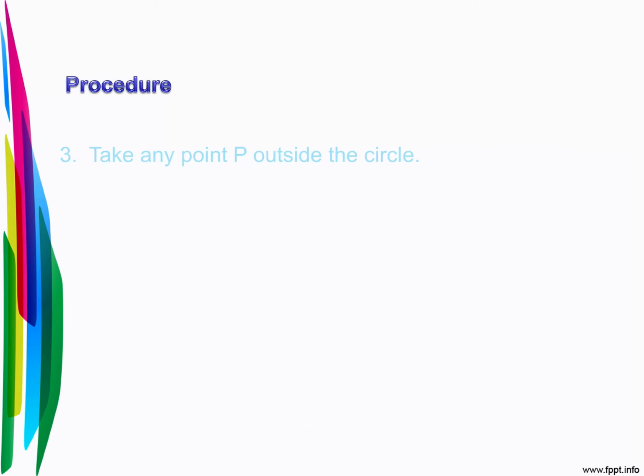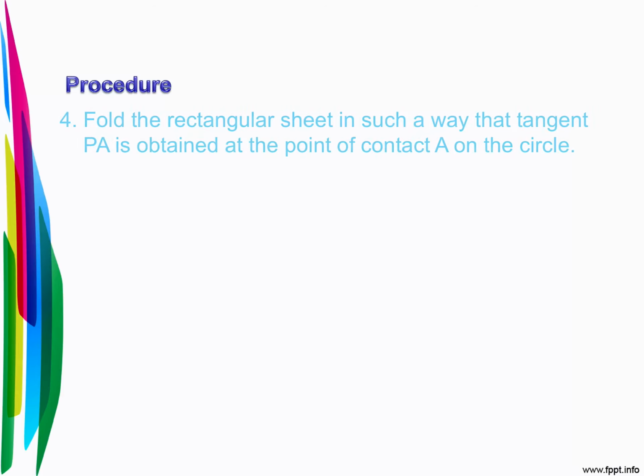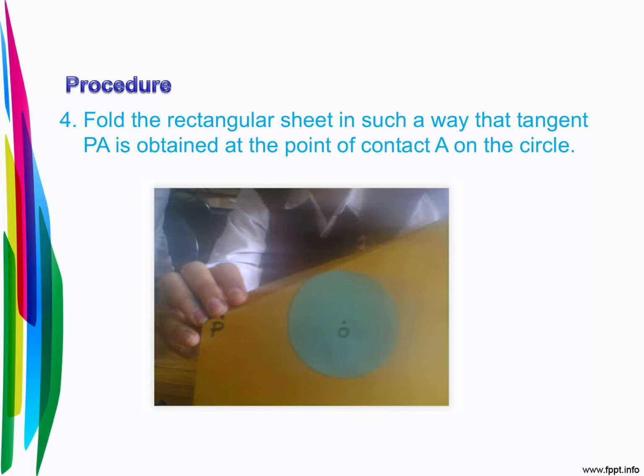Next step is take any point P outside the circle. We are going to mark any point P outside the circle. After that, we are going to fold the rectangular sheet in such a way that the tangent PA is obtained at the point of contact A on the circle. See, we are going to fold the rectangular sheet in such a way that PA is a tangent to the circle. Here you have a tangent to the circle PA.